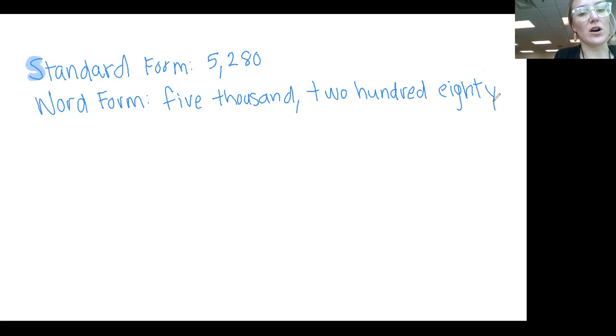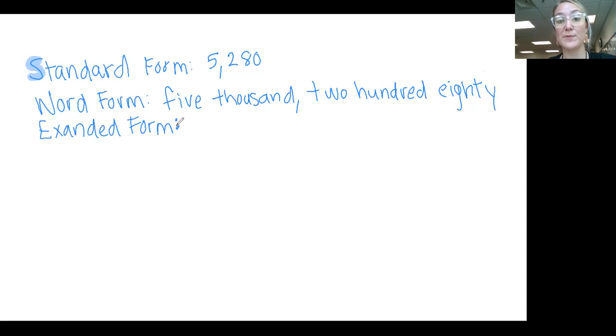The next one is called expanded form. That's when you stretch out the numbers into their values. Now to be able to do expanded form, I first need to know how much is in each place value. I'm going to label underneath each one of these the place value. The 0 is in the ones place. The 8 is in the tens place. The 2 is in the hundreds place. And the thousands, the 5 is in the thousands place.